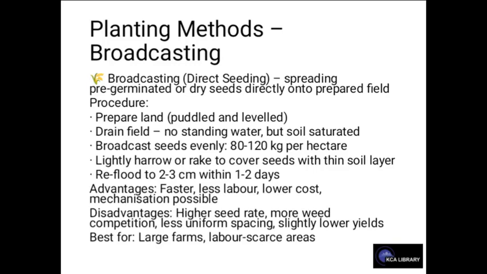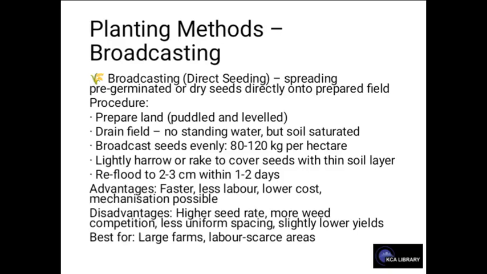Now let's compare the two main planting methods. First, we talk about broadcasting, also called direct seeding. You spread pre-germinated or dry seeds directly onto the prepared field. The procedure: prepare the land, puddle and level, then drain the field so there is no standing water, but the soil is saturated. Broadcast seed evenly at 80 to 120 kilograms per hectare.